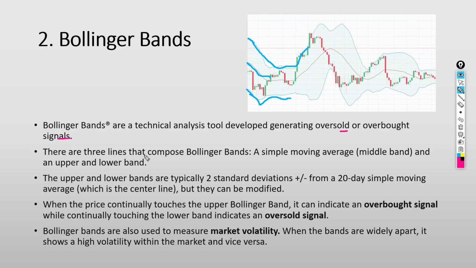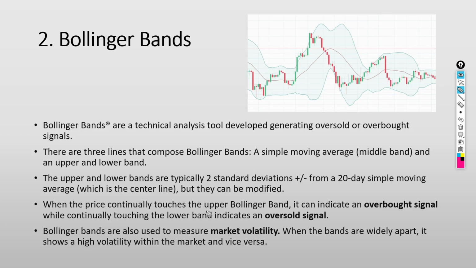So they have three lines that compose the Bollinger Bands. We have a simple moving average, that is the middle line, and the upper and lower band. So this is a simple moving average right in the middle. This is the upper band, then the down one is the lower band. So the upper and lower bands are typically two standard deviations, either plus or minus, from the 20-day simple moving average, which is the center line, but they can be modified according to your setting preferences. So do not mind that one so much, it doesn't matter.